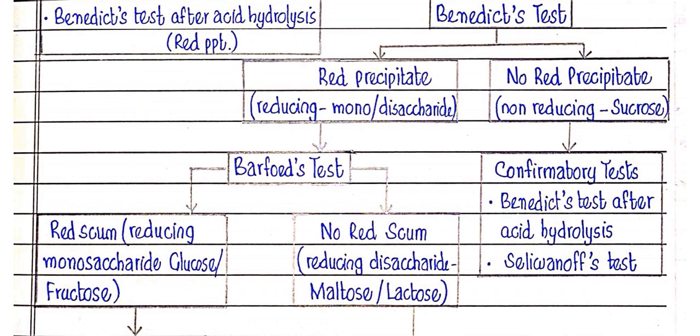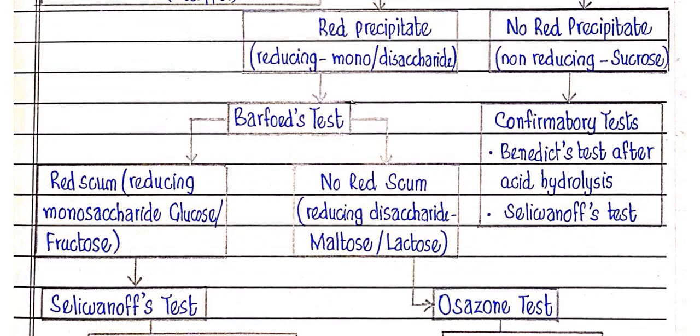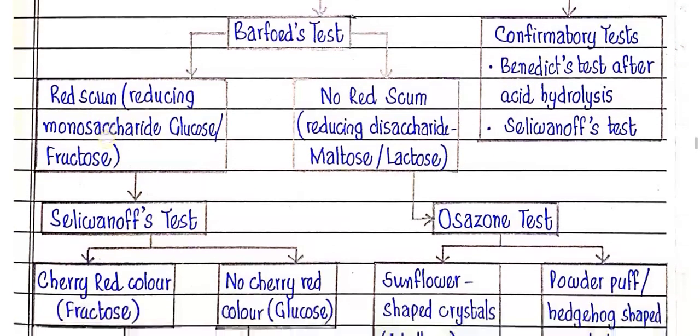So when we get a red precipitate, we will be performing Barfoed's test as mentioned earlier. Two possible results are there: red scum, reducing monosaccharide glucose or fructose; no red scum, reducing disaccharide, maltose or lactose.